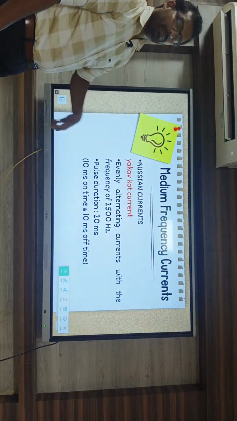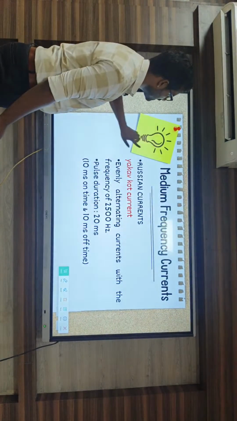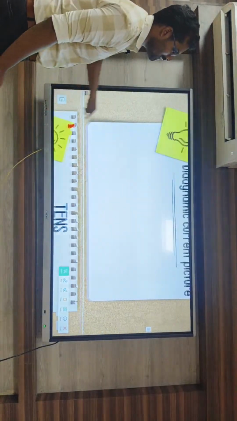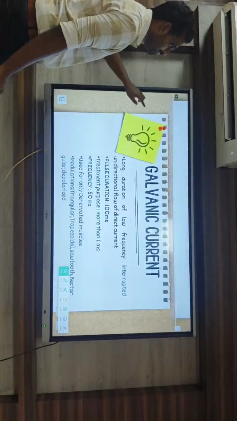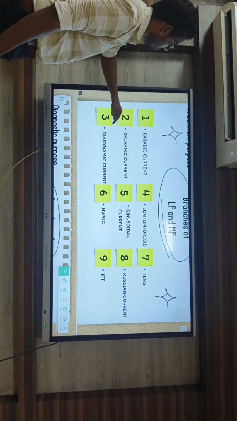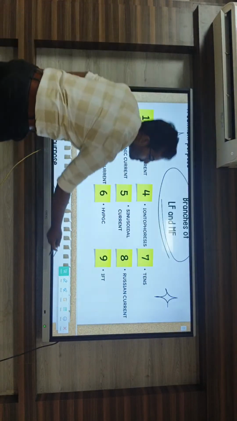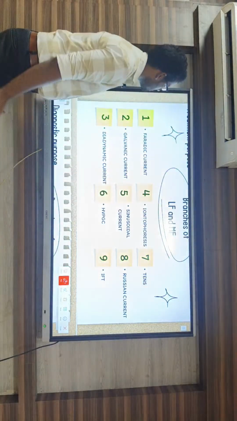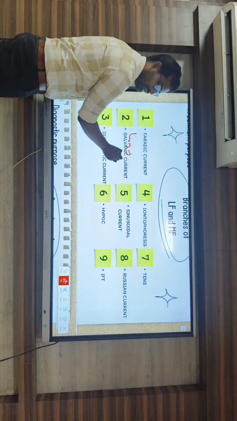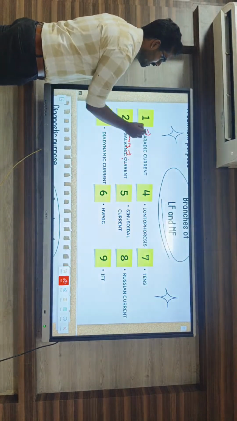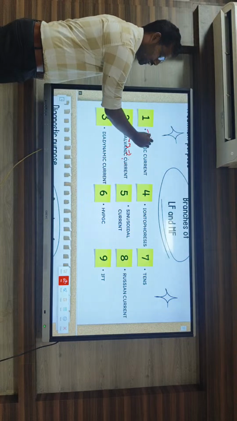So coming to the medium frequency current. In our low frequency currents, what are all the currents we have discussed till now? First one is the galvanic current. So what is galvanic current? This is the long duration of interrupted low frequency unidirectional current. This is the short duration of interrupted unidirectional current.